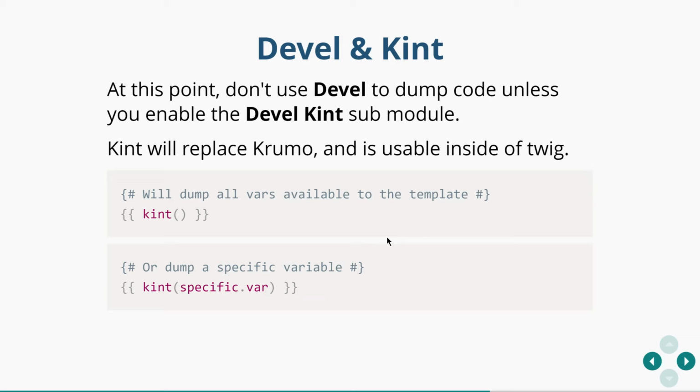So if you install Devel, you will want to enable Devel Kint, which I think I like better anyway. I might not ever go back to Krumo personally. So Kint is just a replacement for Krumo. Does a lot of the same stuff. Has some features that I like a little bit better. So same thing as dump before. You're in Twig, you just do Kint and then paren, and if you do that, it'll dump everything that is coming from variables. And then if you do something specific, it'll just print that.